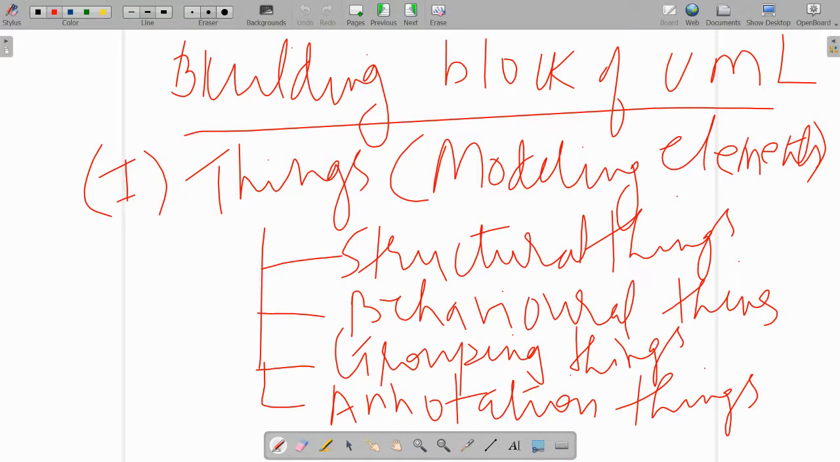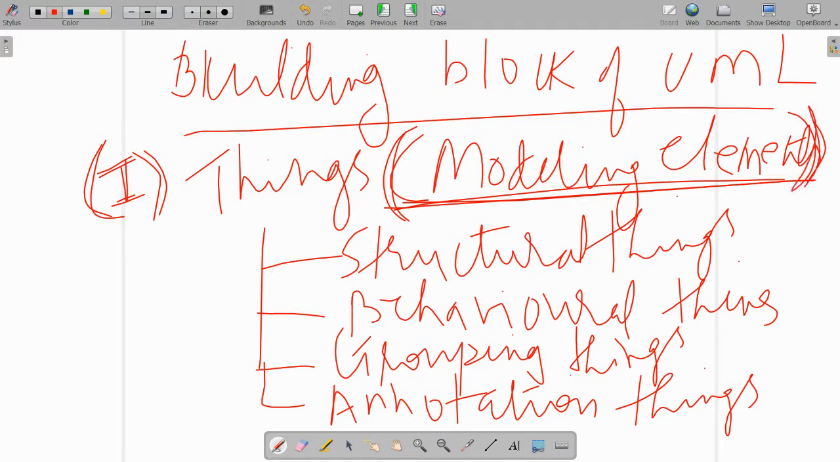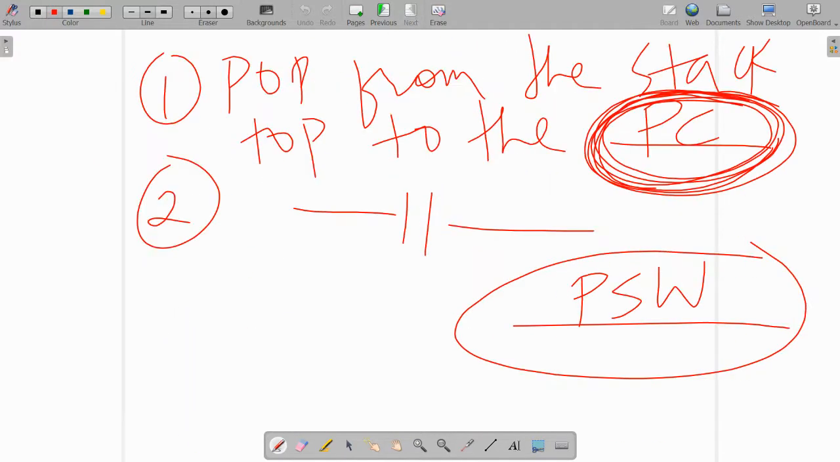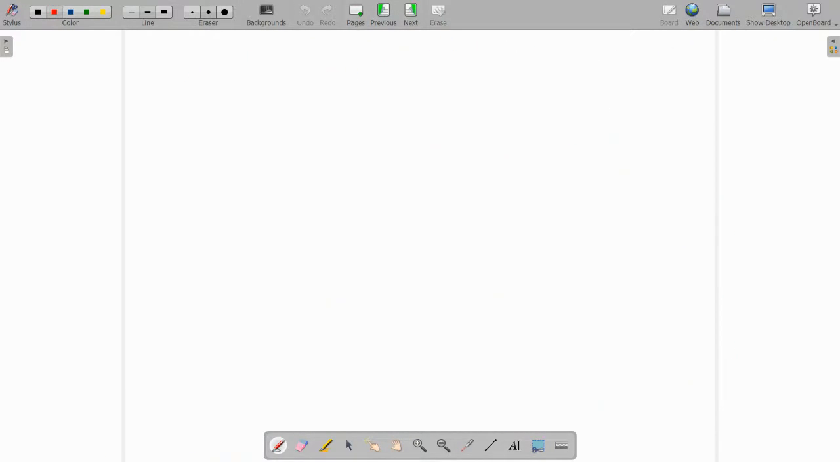So this is about the building blocks of UML. The first one is things, which is called a modeling element. Things are nothing but the modeling elements, the foundation, the important aspect to develop the model. So first of all you need elements, modeling elements. These modeling elements can be 1, 2, 3 and 4. Is it clear to everyone? Shall we proceed further? Yes, sir.